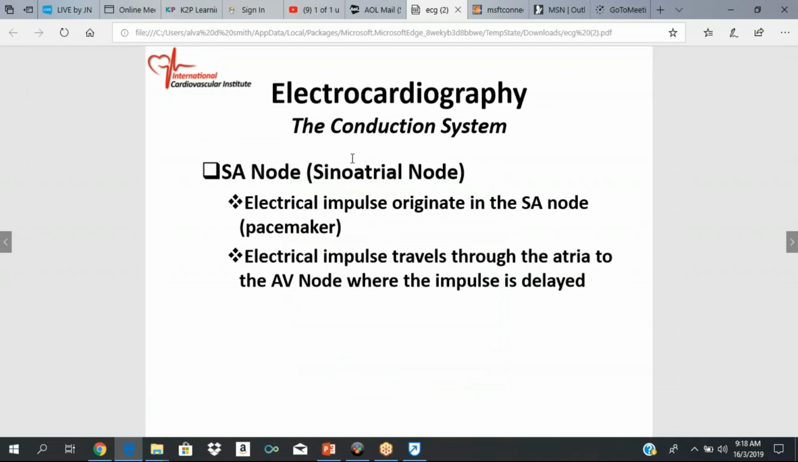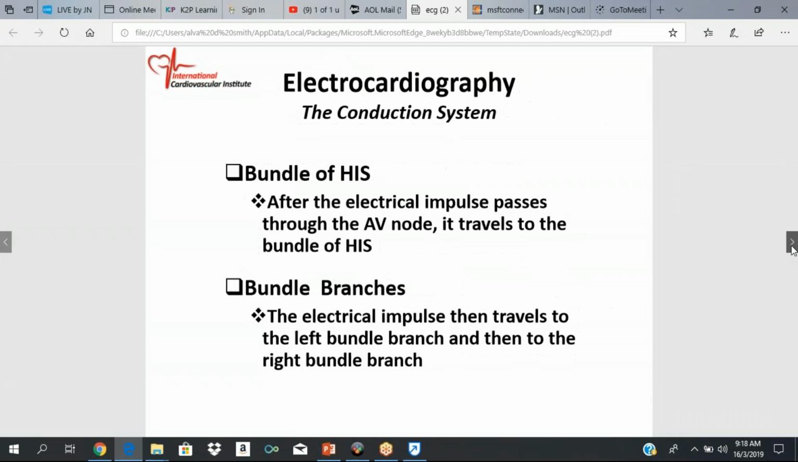All right. So the electrical impulse originates in the SA node, and we call that the pacemaker of the heart. Again, you have to remember that the SA node is located at the junction of the superior vena cava and the right atrium. The electrical impulse travels through the atria to the AV node where the impulse is delayed, slowed down. Then it moves from the AV node to the bundle of His. So after the electrical impulse passes through the AV node, it travels to the bundle of His.